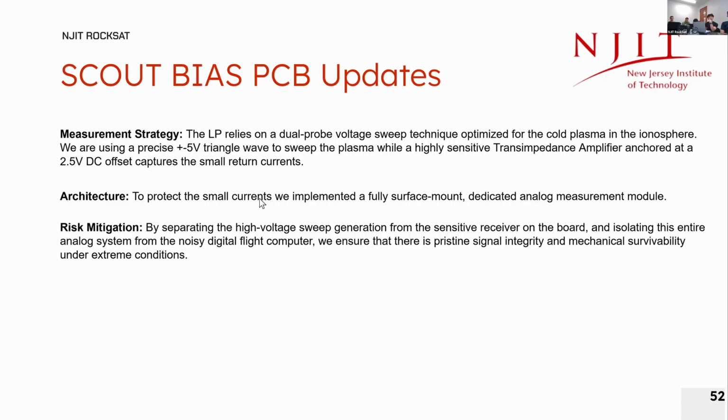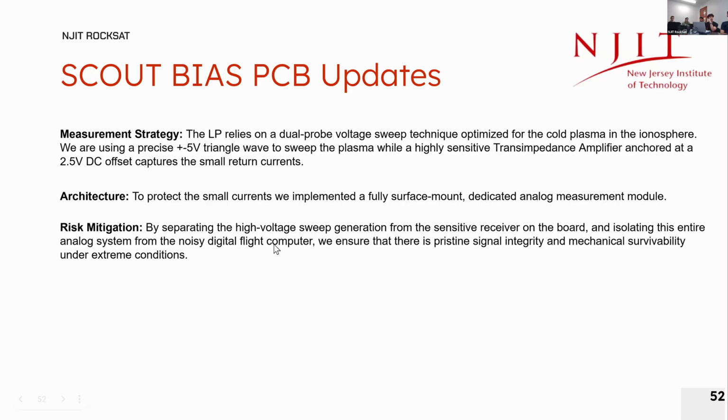For the Scout bias, the Langmuir probe relies on a dual probe voltage sweep. So I implemented a transimpedance amplifier that anchors a 2.5-volt DC offset, so it captures the small return currents. To protect the small currents, I implemented a fully surface mount design, again, as said before, and this board is entirely dedicated to an analog measurement module.